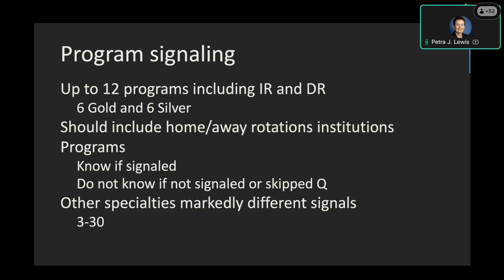You should include your home and away rotation institutions in this, and that was brought in last year. It used to be you don't have to include the home ones. No, it was 6 and 6 this year. I can't remember what it was the year before, but it says 6 and 6 in the ERAS. It stayed the same this year because I didn't change this slide.